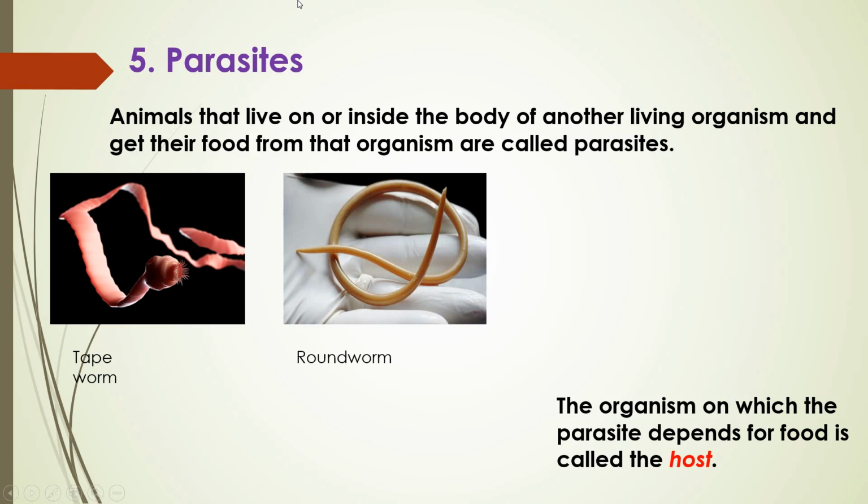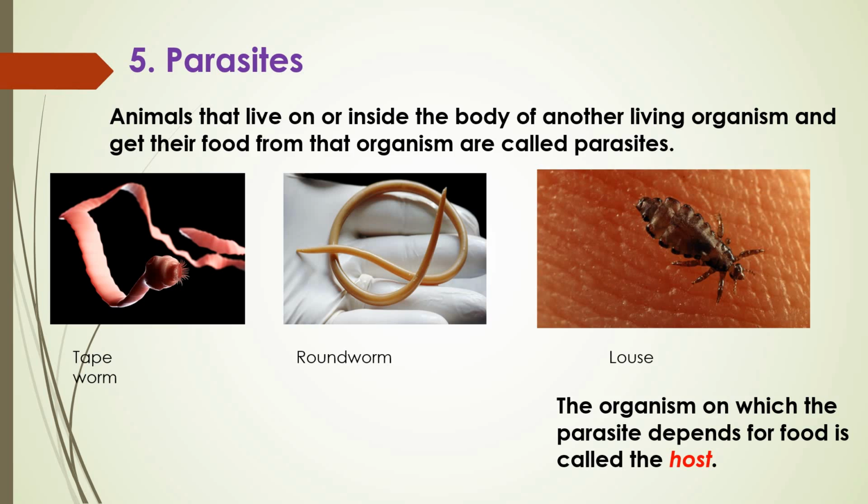This again can enter inside our body. It can develop inside our intestine or other parts of our body. Mostly they attack our intestine. Another example of parasite is louse. They feed on our blood. If this louse is on our body, then this louse starts sucking blood from our body, thereby getting its food.